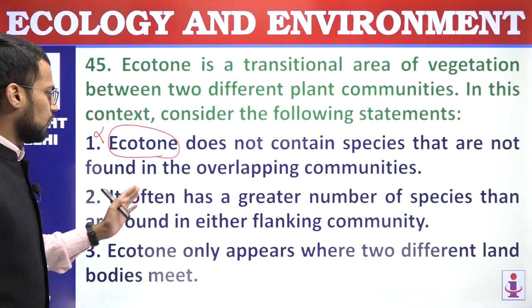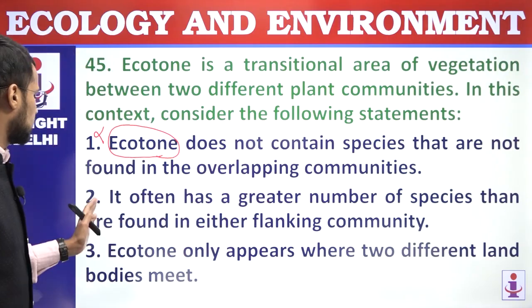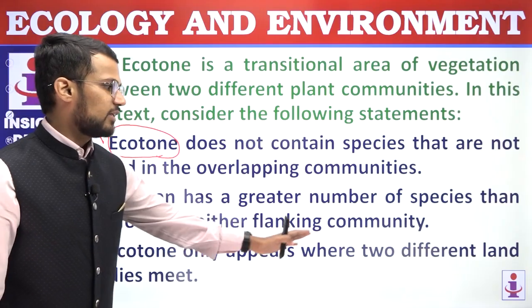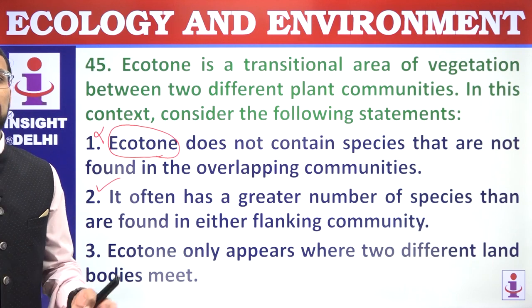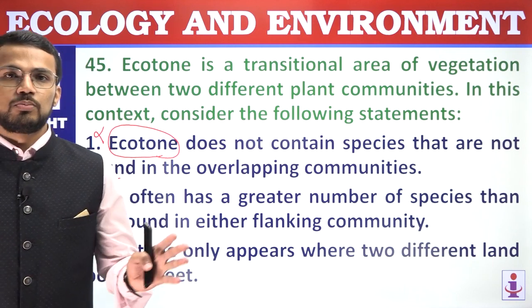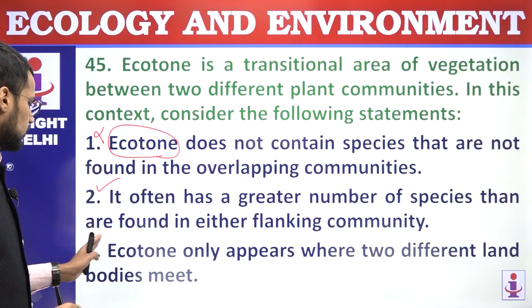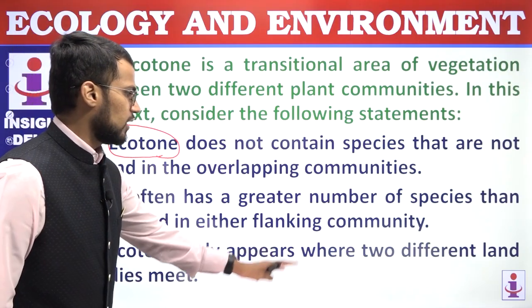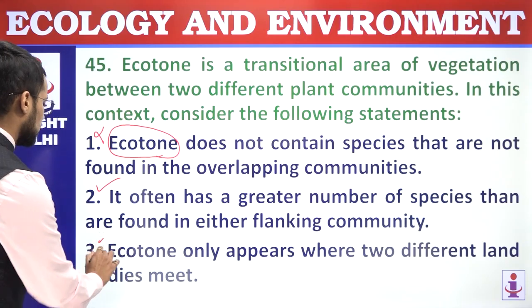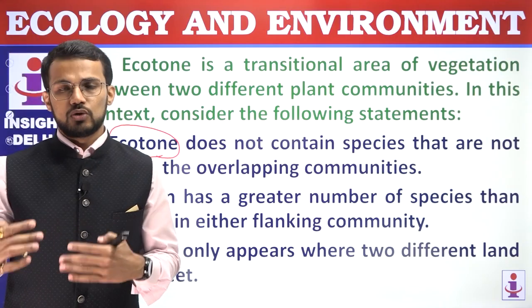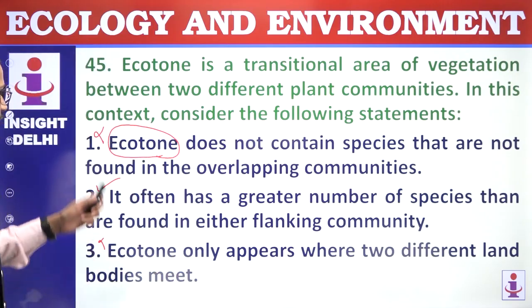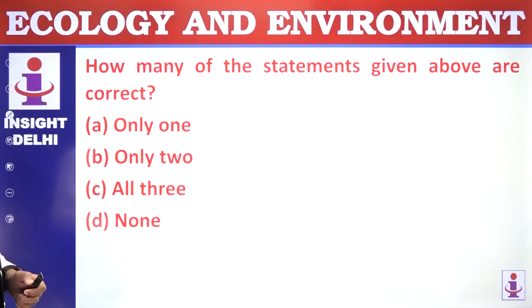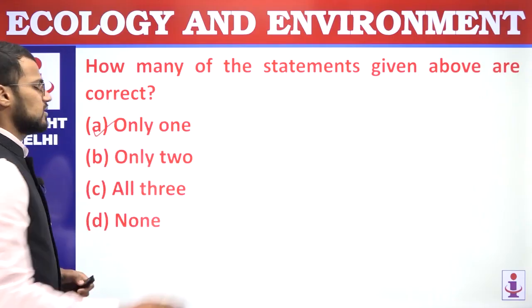Second, it often has a greater number of species than are found in either flanking communities. This is also a possibility. Biodiversity can be more in ecotone, which is a transitional zone between two ecosystems. Third, ecotone only appears where two different land bodies meet. Incorrect, right? Ecotone is also there between land and water. Fine, and that's why third statement is also incorrect. First and third statements are incorrect. We are supposed to find out how many statements are correct. Only one is correct, and that's why answer is A.